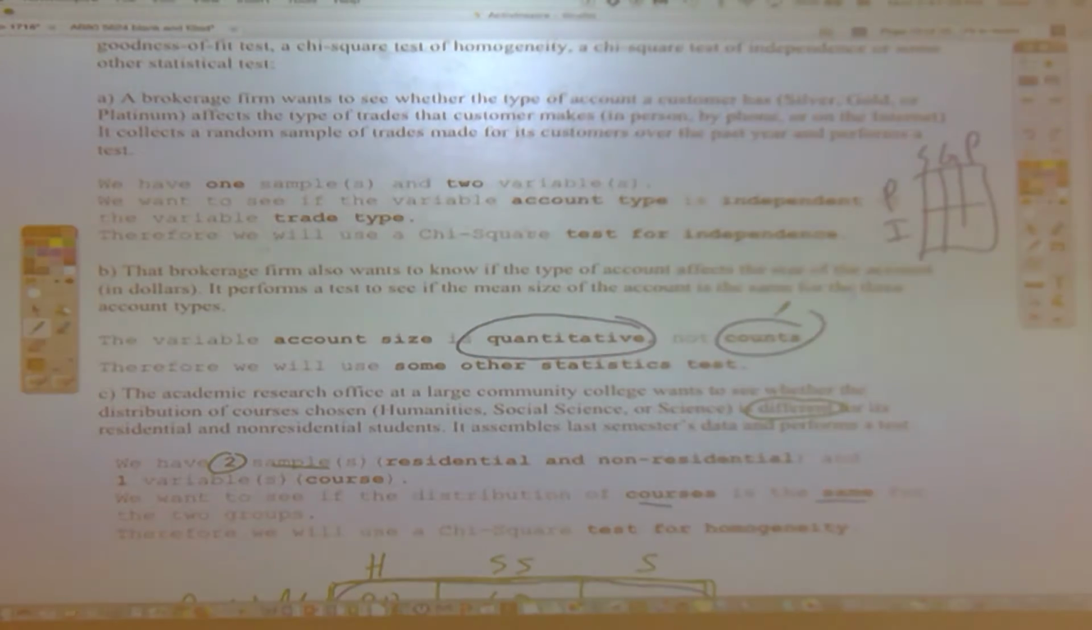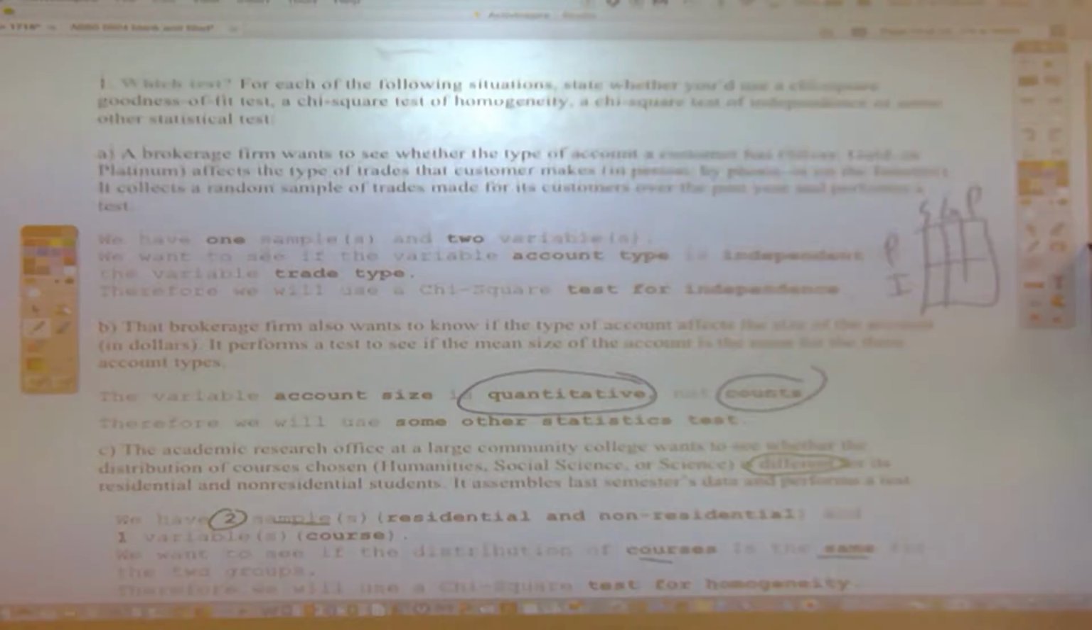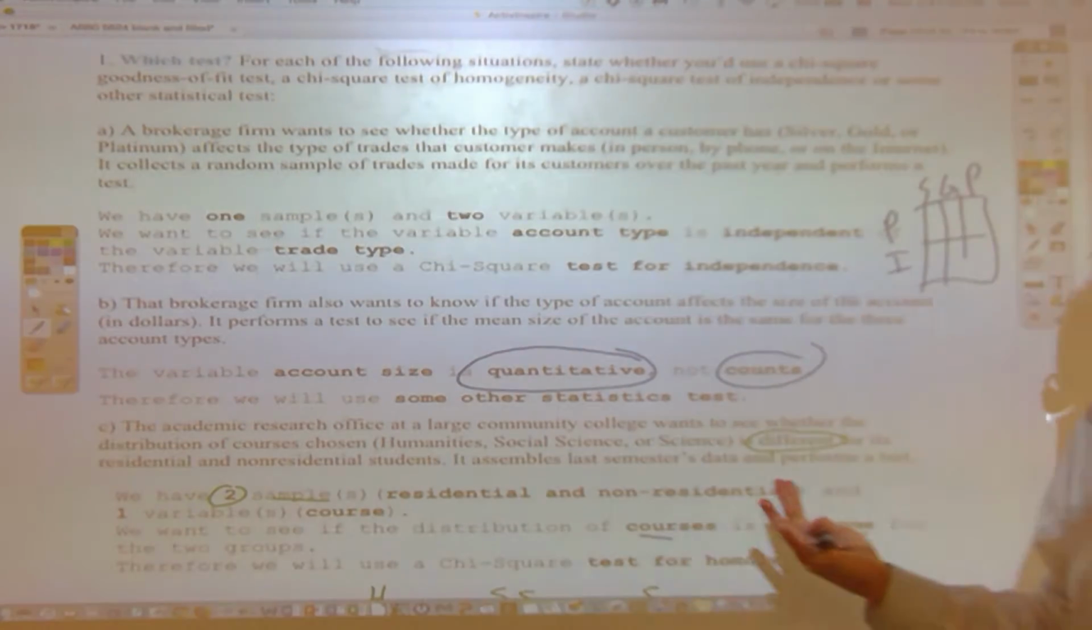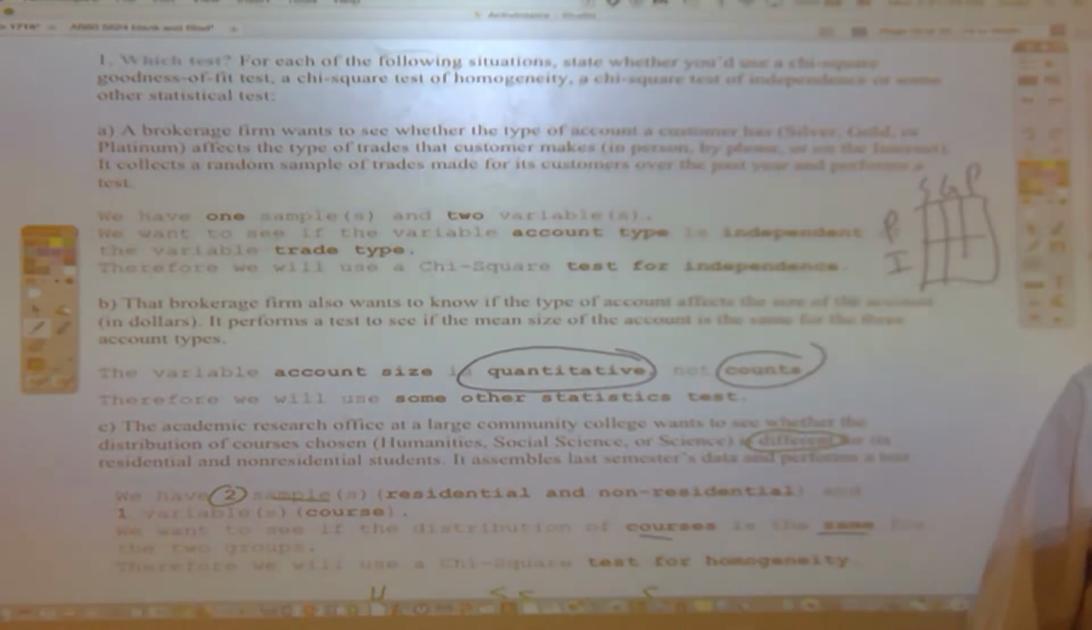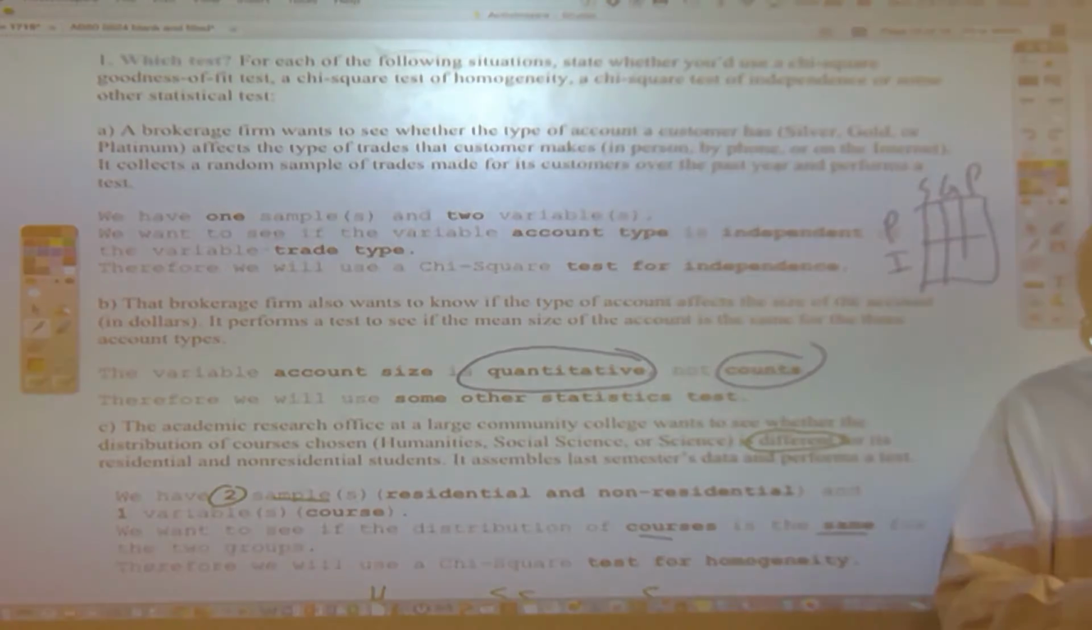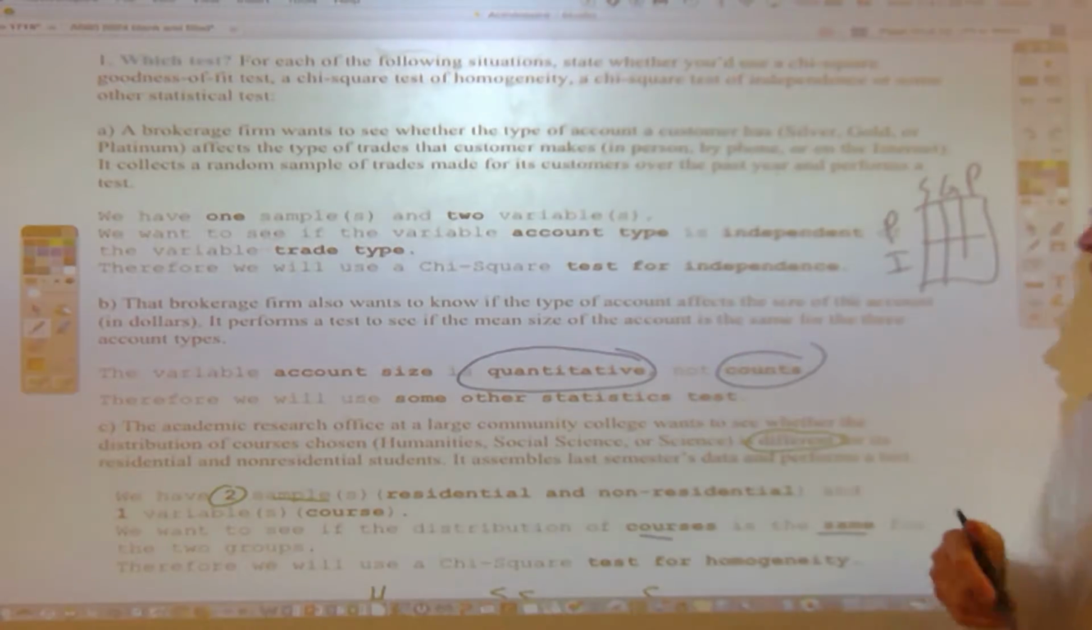So that's, at this point in the course, when you have so many different tests to choose from, it's really important that you think through what are the conditions for using a particular test.